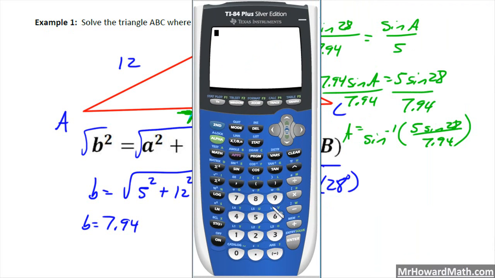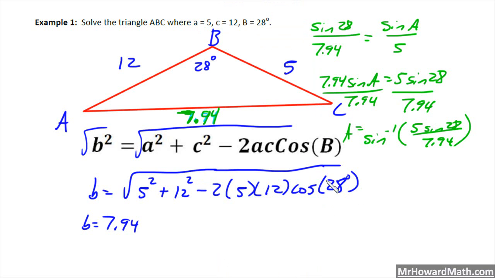So clear that out. Second inverse sine of, I'll use alpha y equals enter to put a fraction in here, 5 sine of 28 degrees in the numerator over 7.94, and we get 17.2 degrees. So angle A is 17.2 degrees.